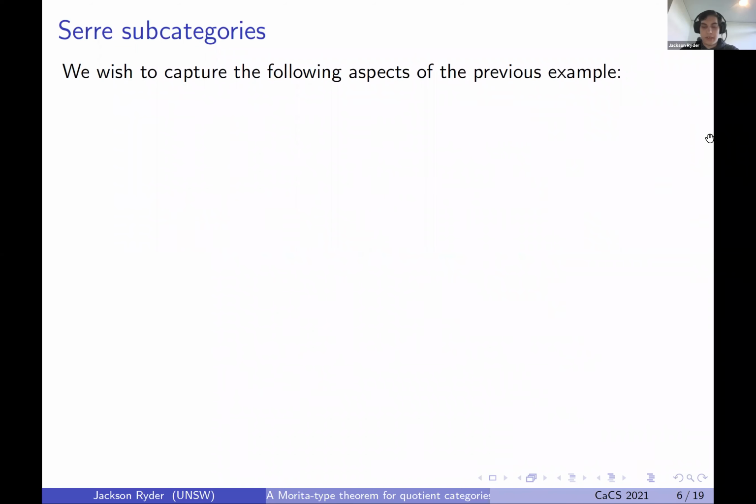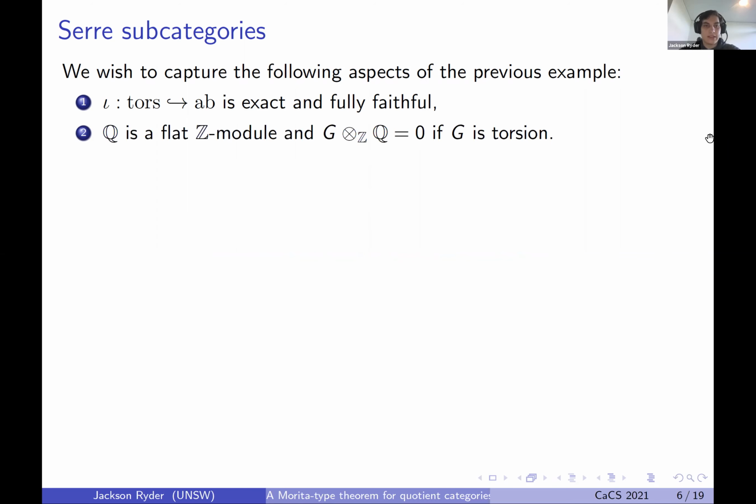So there are two things that we want to capture from that previous example. The two important things are that the inclusion of the torsion abelian groups into the abelian groups is exact and fully faithful. And secondly, that Q is flat over Z, and tensoring any torsion abelian group with Q gives you the zero vector space.